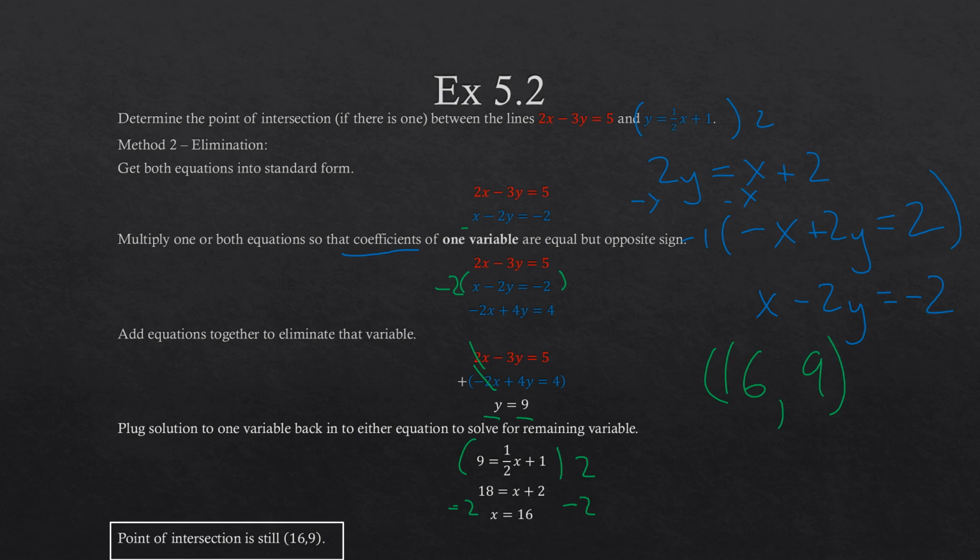All right, so there's two different methods for finding the point of intersection. You either use substitution or elimination, and it's kind of your choice, whichever you prefer, whichever you're more comfortable with.